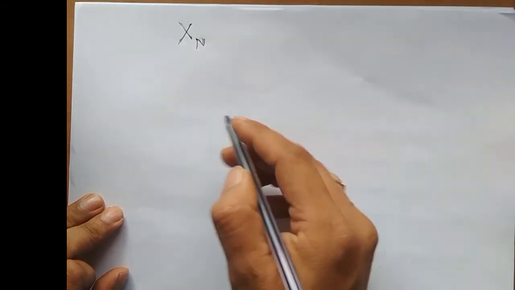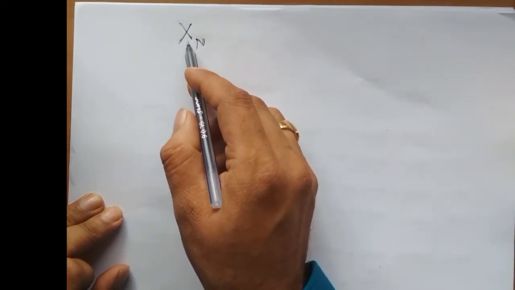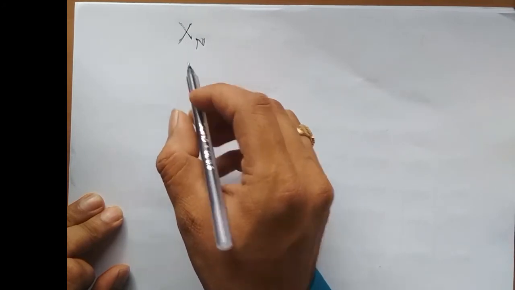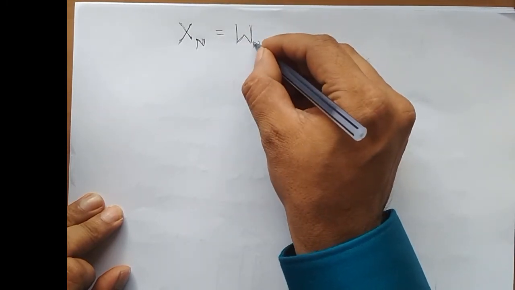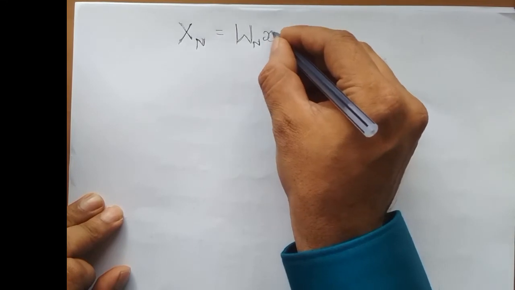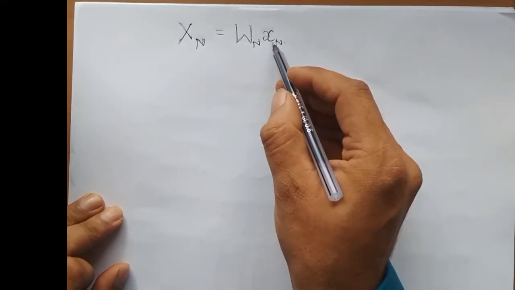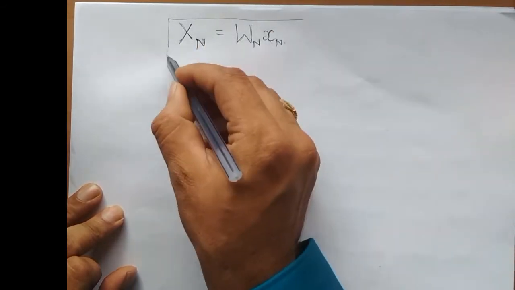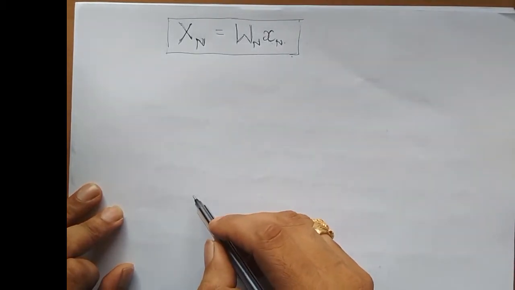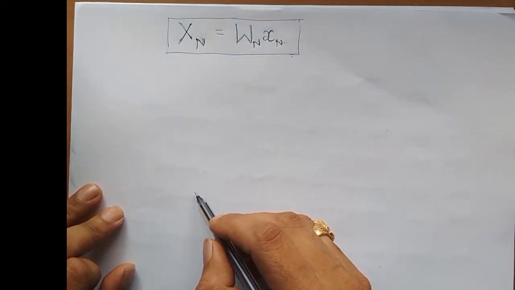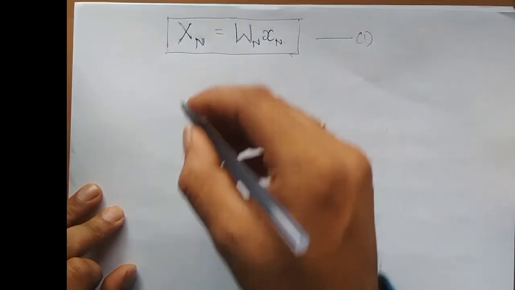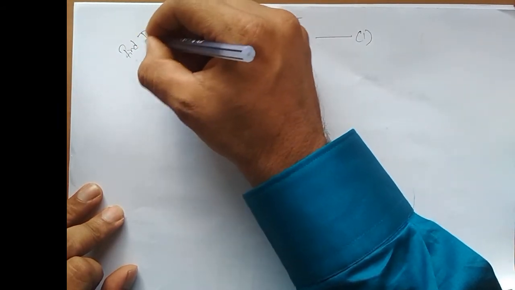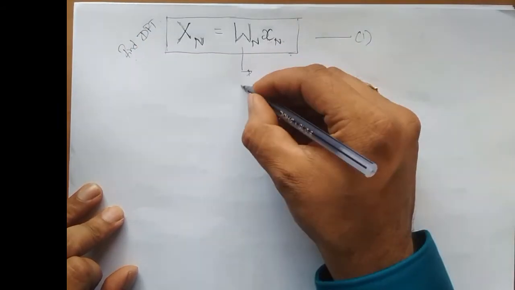capital Xn. This is a vector of size capital N, and it is in the frequency domain. It is equal to a matrix of size N cross N, we call it Wn, into a vector of size N, which is in the time domain. So this is actually the equation for DFT as a linear transformation. In short, we represent it in a short form. We call it equation 1. So I can use this to find DFT. Basically this is a symmetric matrix.